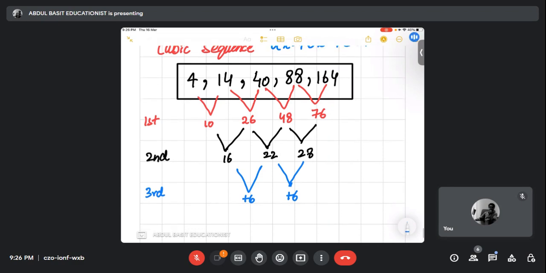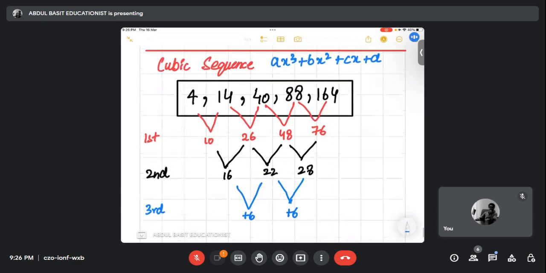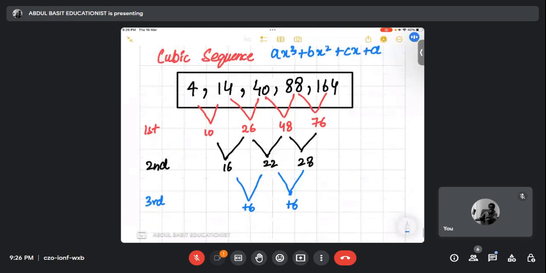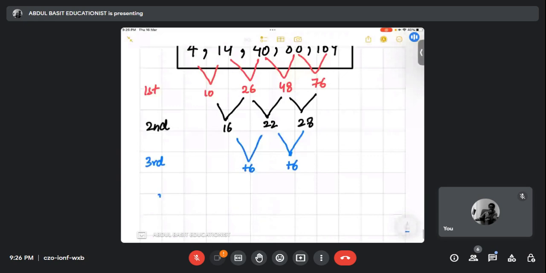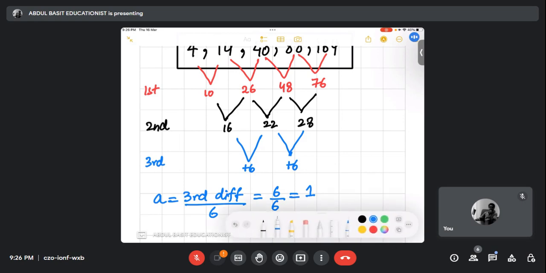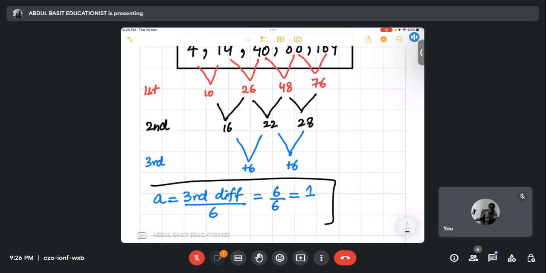Now we have to find the value of a, the way we used to find it in a quadratic sequence. In a cubic sequence, a is equal to the third difference divided by 6. In quadratic we divided the second difference by 2, but here we divide the third difference by 6. Keep this in mind. So 6 divided by 6 is 1. Why divide by 6? Because this is your third difference, so we do this. Is this clear?